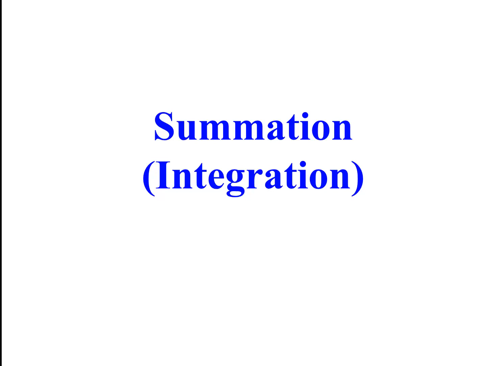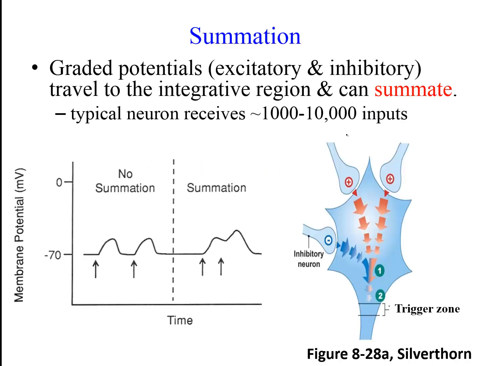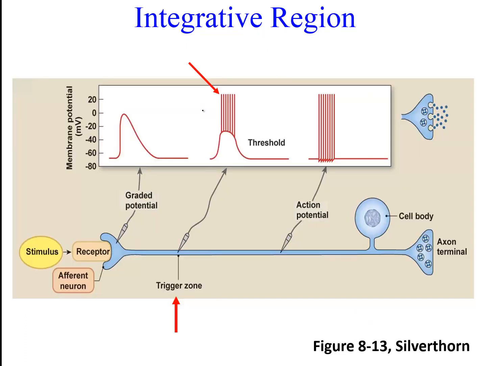Next, let's briefly review summation or integration. Recall that a typical neuron receives about 1,000 to 10,000 inputs on average. The resultant graded potentials, both excitatory and inhibitory, travel to the integrative region and can summate. If the sum of all the graded potentials, both excitatory and inhibitory, is above the threshold for initiating an action potential, one or more action potentials will be produced.